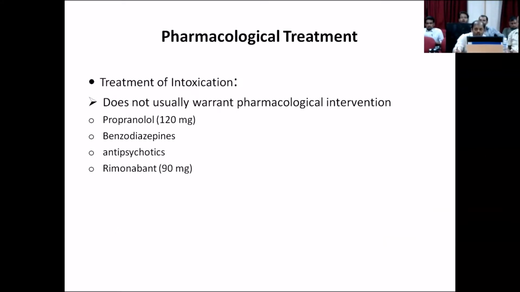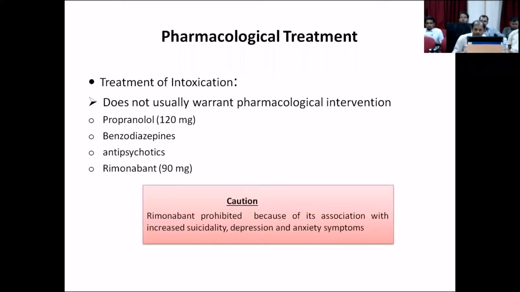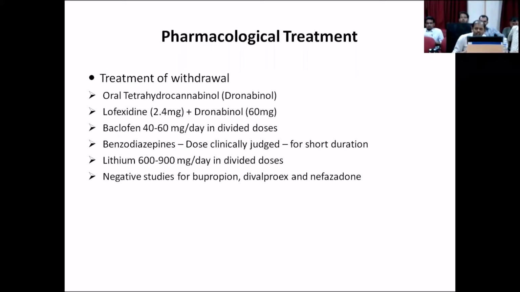First, coming to the treatment of intoxication. Intoxication does not warrant much aggressive pharmacological intervention. Only some symptomatic propranolol, benzodiazepines, and antipsychotics may be helpful. Rimonabant has also been used, but it has been banned of late because of side effects. Now, treatment of withdrawal. It is important because of the withdrawal symptoms, often patients are not willing to undergo treatment, and to retain them in treatment, we need to treat the withdrawals.